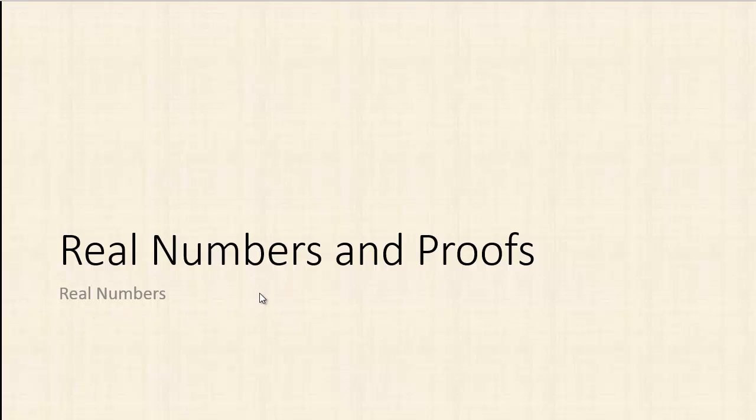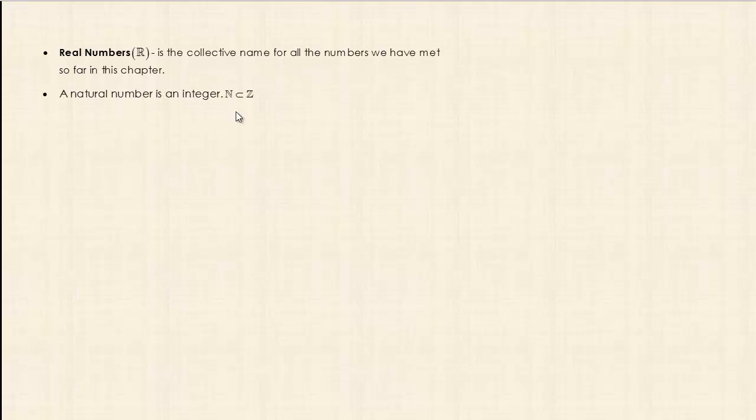Real numbers. Real numbers are given this symbol, a double-barred R. It's the collective name for all the numbers we have met so far in this chapter. A natural number is an integer, and we've seen that N is a subset of Z. The natural numbers are a subset of the integers.